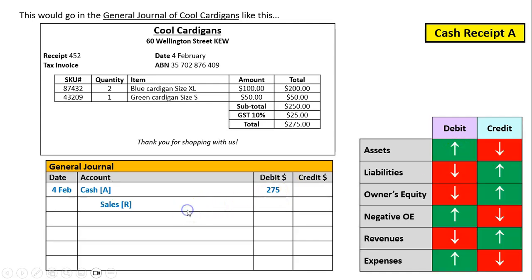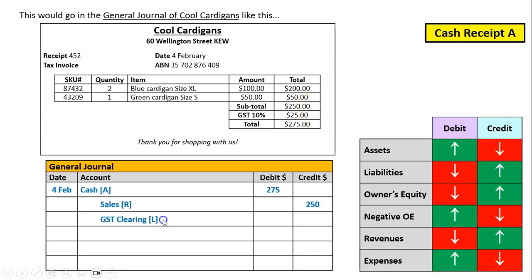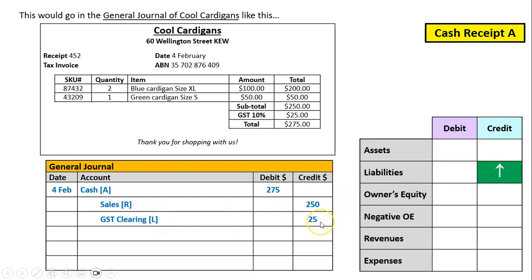Every debit needs a credit, and we'll start with the sale portion of this transaction, which is a revenue. And when a revenue goes up, that will be a credit. And it would be $250 because that is the total of the actual sale. So that's the bit that the business has earned. What we haven't earned is this GST $25 here. So that goes into our GST clearing liability because it's not our money. We've got it, but we are obligated to give it to the government. So therefore that's a liability. And when a liability goes up, the rule says that should be a credit there.